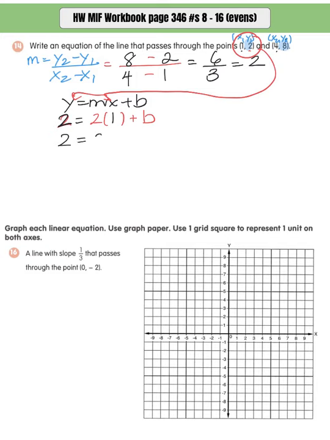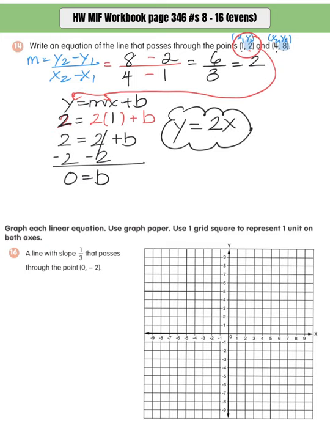2 times 1 is 2 plus b. Get b by itself. I'm going to subtract. Cancels. 2 minus 2 is 0, and b is 0. So your equation is y equals mx plus b. So the slope, the m, is 2x. You don't have to put plus 0. This is my final answer. And let's move on to the next one.